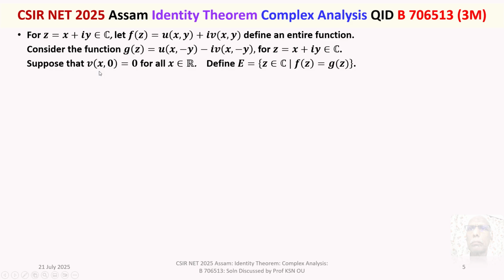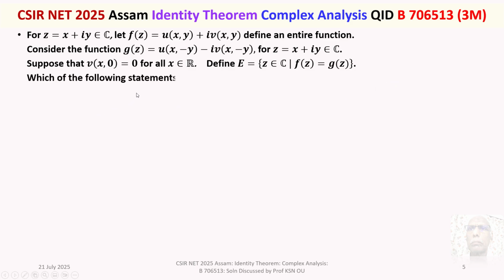Suppose that v(x,0) = 0 for all x belongs to R. That means v vanishes on the real axis. v(x,y) will be 0 on the real axis, so when y is 0, it becomes 0. Define E as the set of all z belongs to C such that f(z) = g(z).